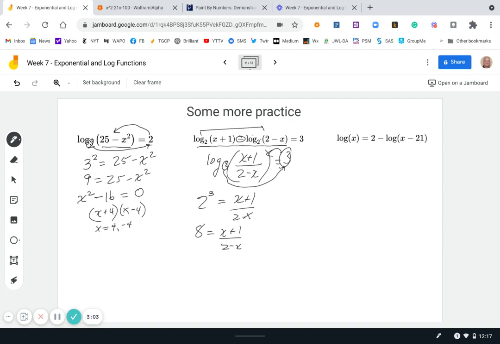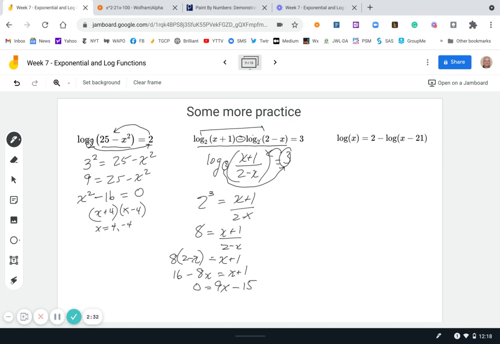So we multiply both sides by 2 minus x, and we have 8 times 2 minus x equals x plus 1. So 16 minus 8x equals x plus 1. Subtract the x. So now let's combine stuff to the right side. We're going to have 0 equals, bear with me here, we're going to add the 8x. So that's going to be 9x on the right. We're going to subtract the 16, so that's going to be negative 15 over here on the right.